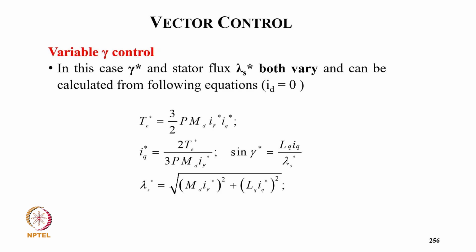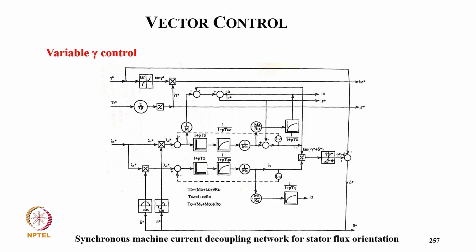So now coming to variable gamma control, gamma star and the stator flux lambda S star both vary and can be calculated from the following equations, keeping ID equal to 0. T star equal to 3 by 2 P MD IF IQ star, IQ star equal to 2 IT star upon 3 P MD IF star, and sin gamma star equal to LQ IQ star upon lambda S star, and lambda S star equal to under root of MD IF star square plus LQ IQ star square. And this is typically the synchronous machine current decoupling network for stator flux orientation, where all the blocks are properly explained.